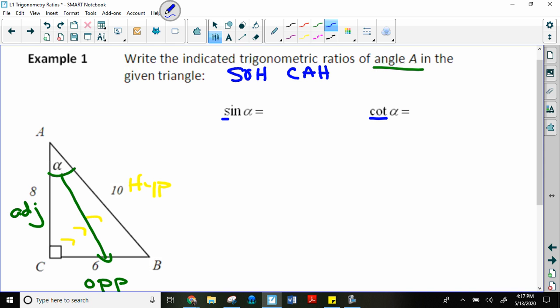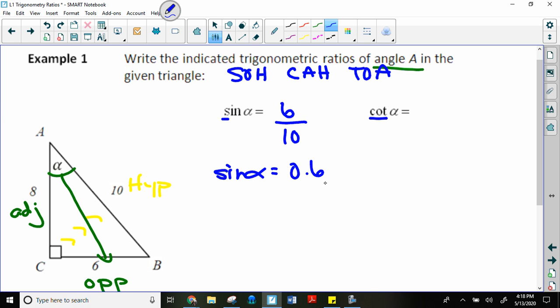SOHCAHTOA. As long as you know SOHCAHTOA, you can figure out the reciprocal ones. So sine is opposite divided by hypotenuse. Opposite is 6 divided by hypotenuse. Sine of the angle is 6 divided by 10, 0.6.